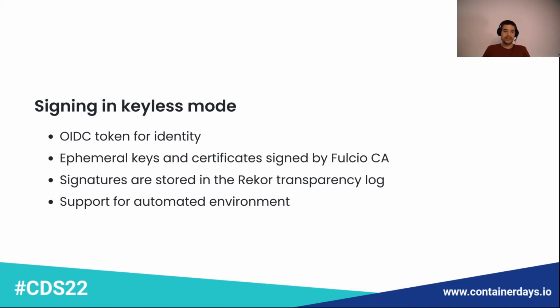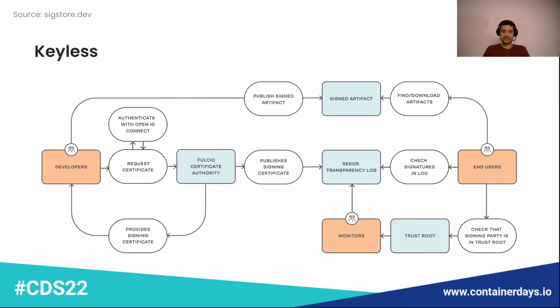Let's see a bit more about this keyless workflow. Okay, so let's start with the developers. We're the developers and we want to sign an artifact. First thing we need to do is to request a certificate from our OIDC authorization server. We authenticate, we get back a token, we pass this token to Fulcio. Then Fulcio will store the signing certificate in the Rekor transparency log and it will give us back this certificate. Then we use this certificate for the actual signing. That's it. We have our artifact signed.